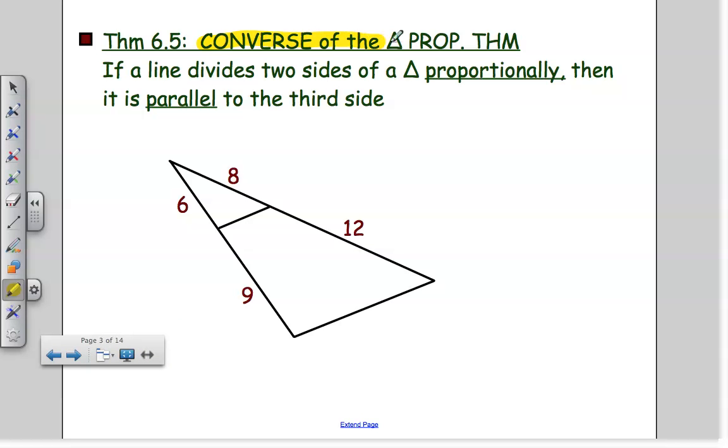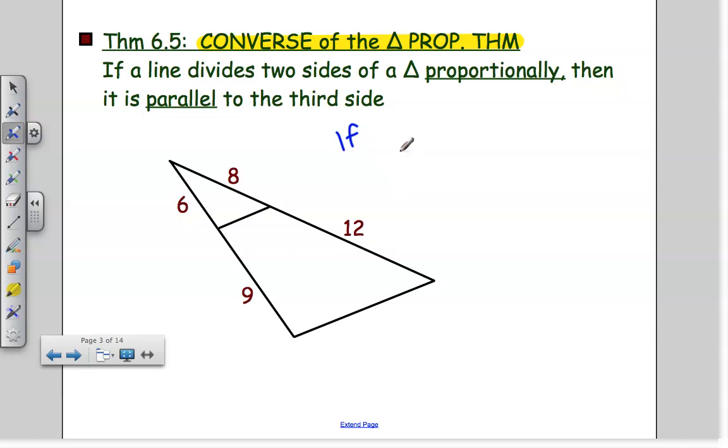Remember, the converse flips the if and then. So if you have a line in a triangle and it divides the two sides proportionally, so we're looking at how these two sides were split by this particular line, if these are proportional, then this line must be parallel to that third side. So it's all about testing whether this line is parallel to that side or not. So if I see a proportional situation, then I know that this line would be parallel to that side. Let's check it out.